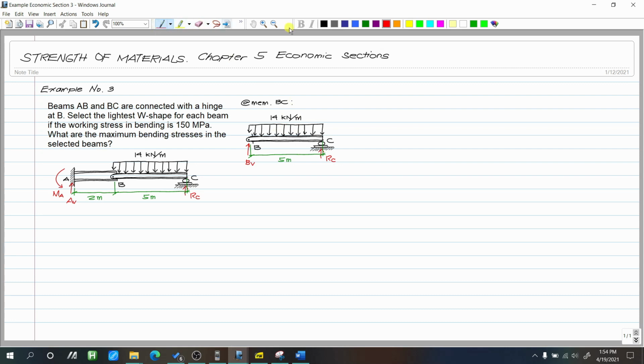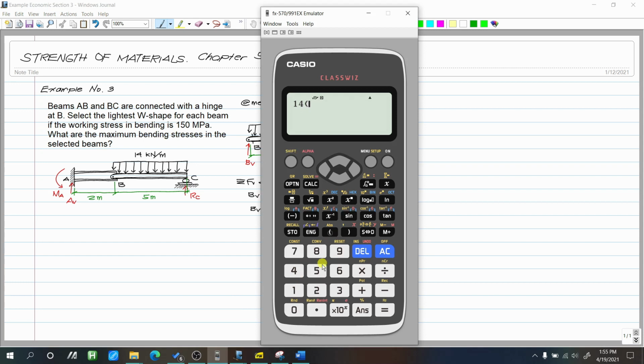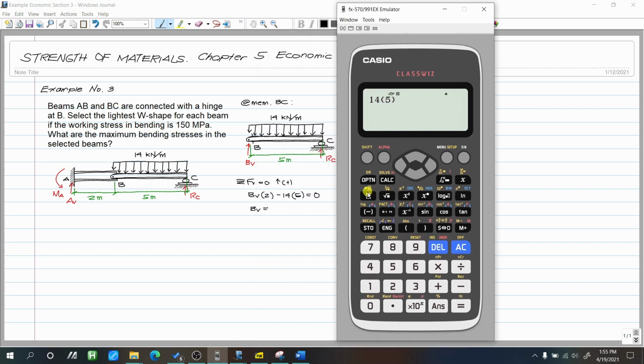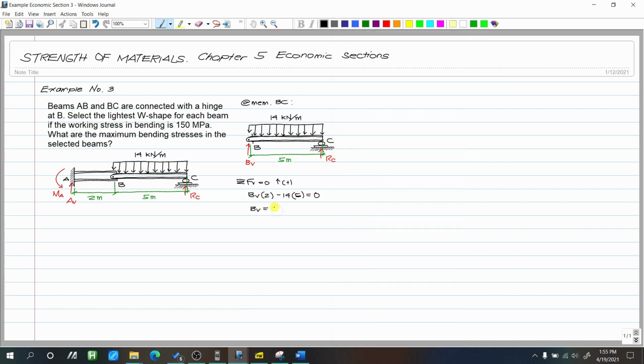So, pwede tayong mag-summation of forces vertical na lang. Summation of forces vertical is equal to 0. Upward is positive. So, BV multiplied by 2, kasi dalawa silang, di ba? BV and RC, and equal naman sila sa isa't isa. So, dalawang BV, then minus 14 multiplied by 5 is equals to 0. Symmetrical to kaya nagkaganto yung solution natin. So, BV is 14 multiplied by 5 over 2. So, 35 kilo Newton. So, ayan, ito yung ating BV.